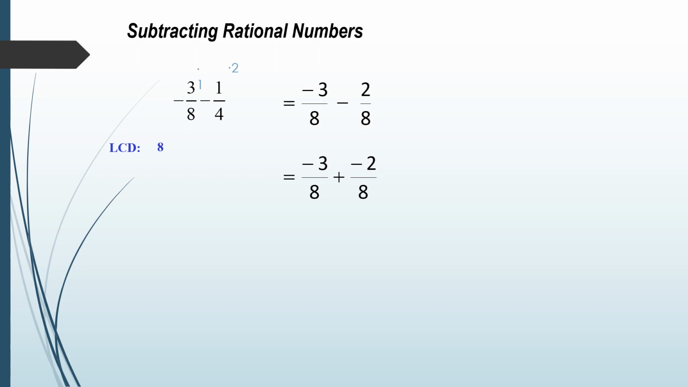Then, you have similar fraction now. So, copy the denominator and then add the numbers kasi magkatulad na sila ng sign. So, negative 3 plus negative 2 is negative 5. So, the final answer is negative 5 over 8. Okay? That's it.